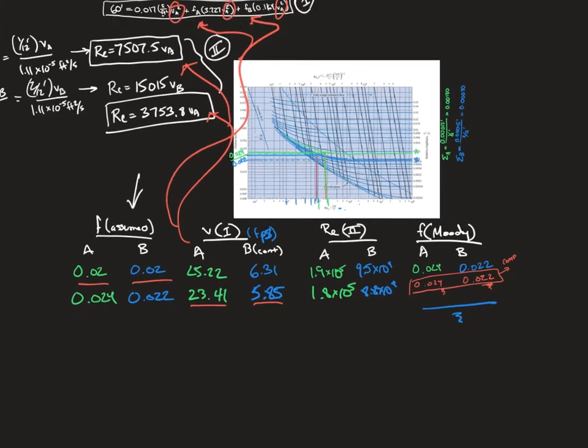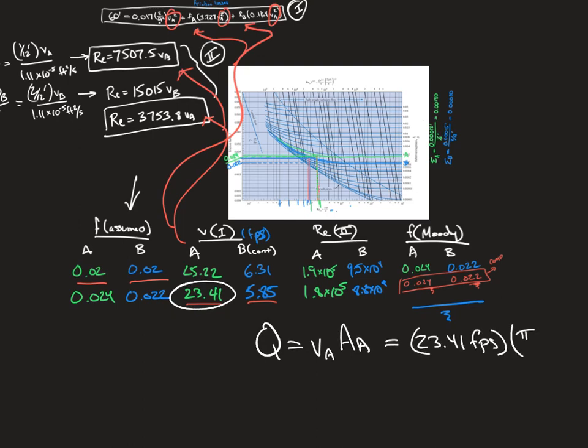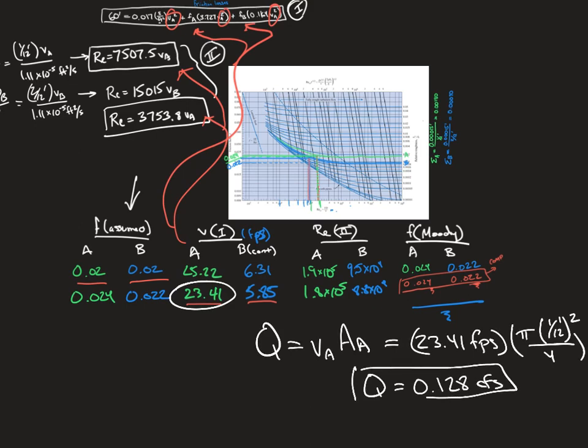Okay, so to finish this monster of a problem, what we would do is say that Q equals either one of these. We'll use this one, VA times AA. So that's 23.41 feet per second times AA, which is pi times the diameter, which is 1/12 of a foot, squared, divided by 4. So Q equals, sorry, the dog is whimpering in the background, 0.128 CFS. Okay? Cool.